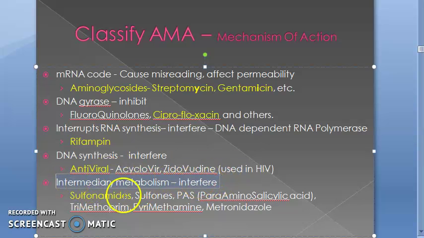Intermediary metabolism, who will interfere? Sulfonamides. What they'll do is actually inhibit the folic acid synthesis. When folic acid is not there, the bacteria makes its own folic acid and it needs this fresh folic acid. When this folic acid is not there, it cannot make purines and pyrimidines, hence it cannot make DNA or RNA, so it cannot multiply. Okay, so it becomes bacteriostatic.